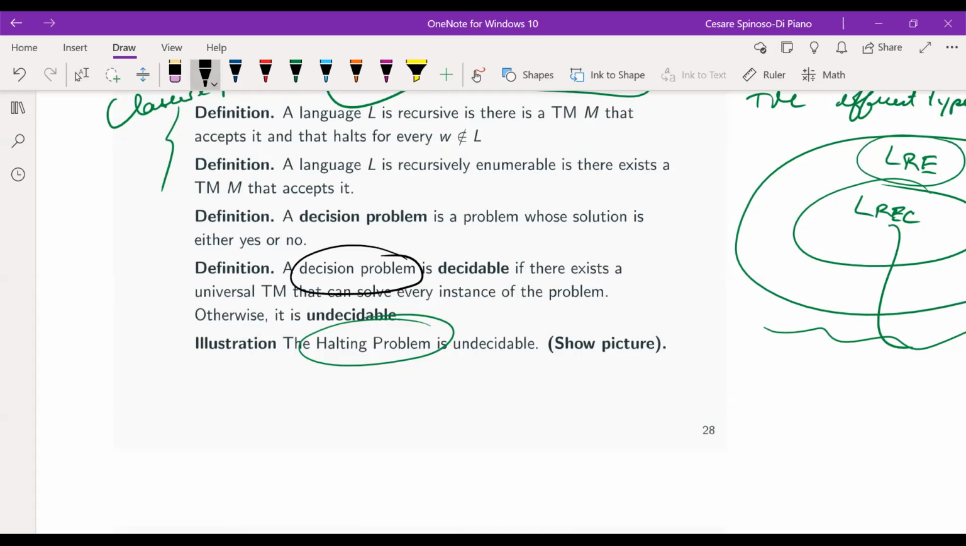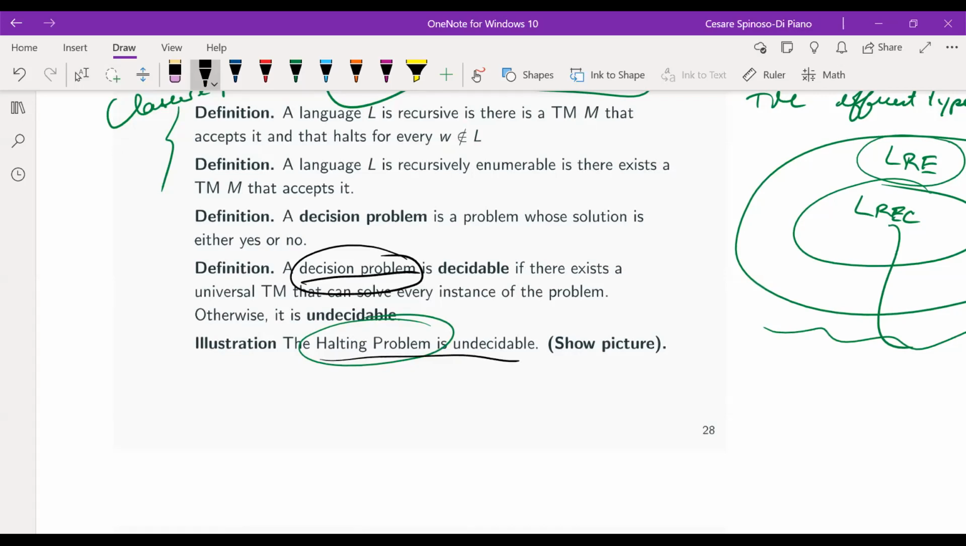Now you're dealing with problems, so you need to be a bit more careful, because problems can be mapped to a language, and then that language is recursive or something. But recursive and decidable are different, because recursive applies to languages, while decidable applies to decision problems in particular.